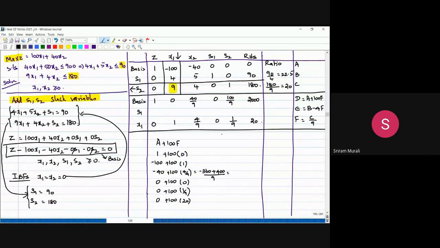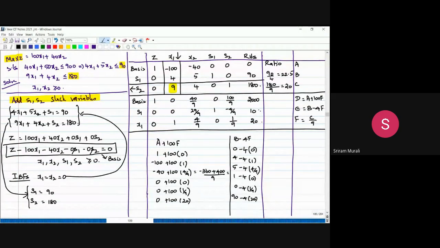Now what is the next step? The next step is B minus 4F. What is B? Write down the elements of B: 0, 4, 5, 1, 0, 90. Minus 4 times F, which is 0, 1, 4 by 9. So this is 0, 0. 5 fours are 45. 45 minus 16, how much? 29. So 29 divided by 9. And then this will become 1. This is minus 4 by 9. And then this will become 10.